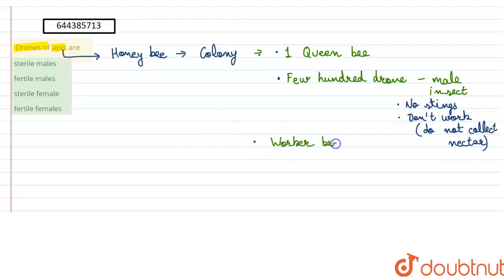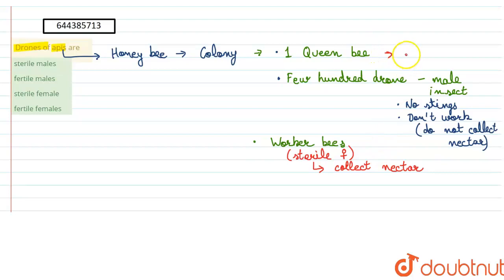Worker bees are also present, and these worker bees, they are sterile females. They represent sterile females, right? And they work, that is, they work for the collection of nectar. Their job is to collect the nectar.